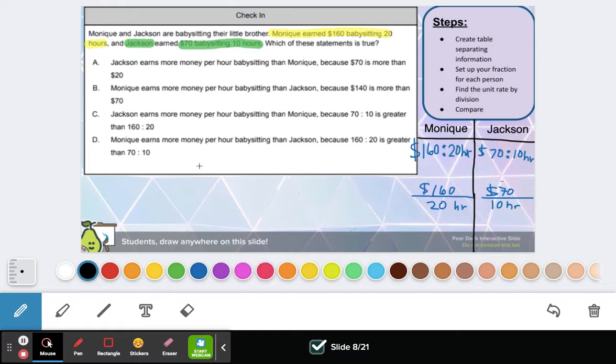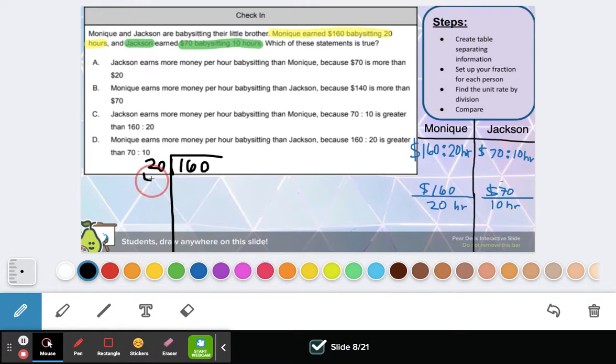In order to do that, remember from Friday, we go back to rates or ratios. We're comparing two different things by division, so here we need to divide. I'm going to use Monique first. So 160 goes inside the house because that's my top dog. My wimpy dog gets kicked out, and that's 20. So I'm going to write my multiples of 20.